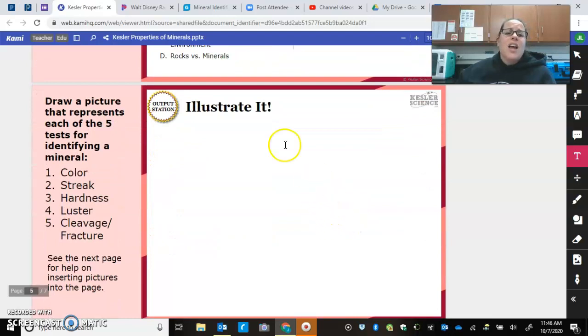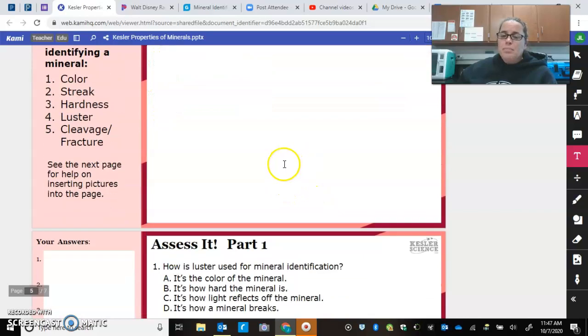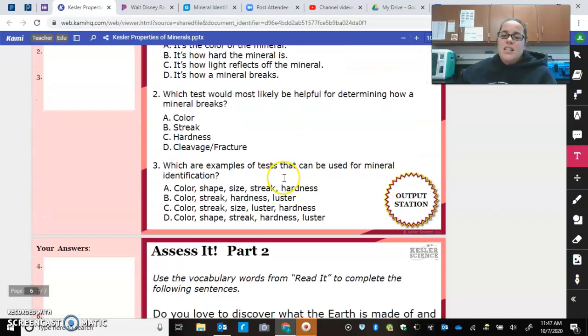You're going to illustrate it. So you're going to draw a picture that represents the 5 tests that we can do on minerals: color, streak, hardness, luster, and the cleavage and fracture, the breaking portion. So you are going to illustrate it. You might just want to divide that box up. 5 pictures should go there. And then you have the assess it.